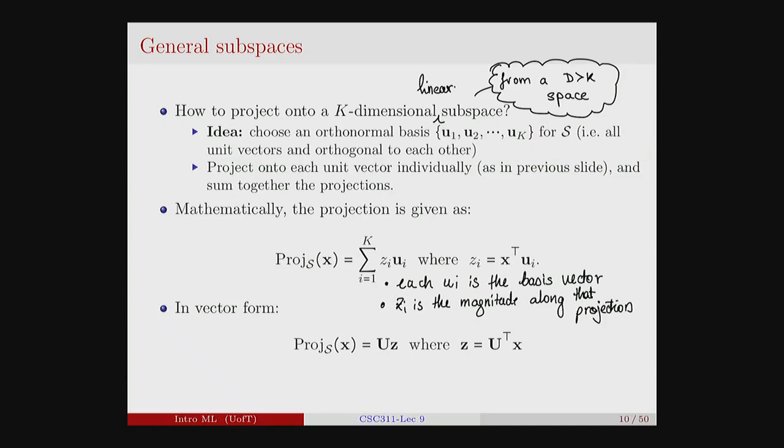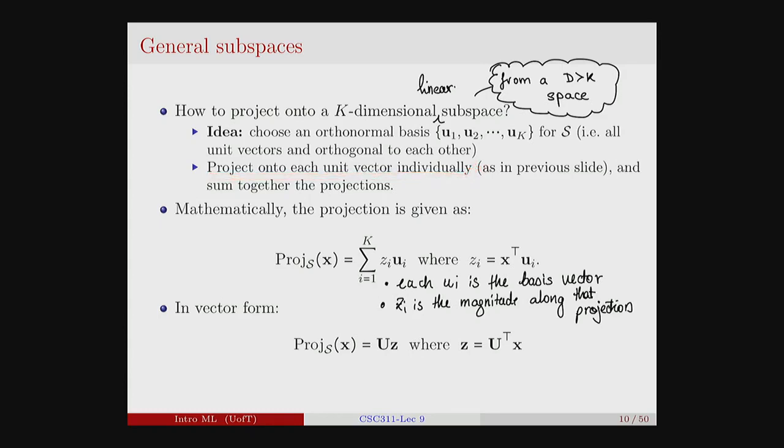And so once we know how to represent any point on a subspace, what we're going to do is essentially do a Euclidean projection onto each of the basis vectors for that subspace. So we're going to project onto each of the unit vectors individually. Just as we did in the one-dimensional case in the previous slide, we're going to do that one at a time for all of the unit vectors.